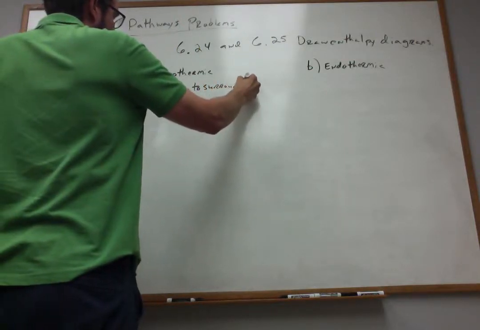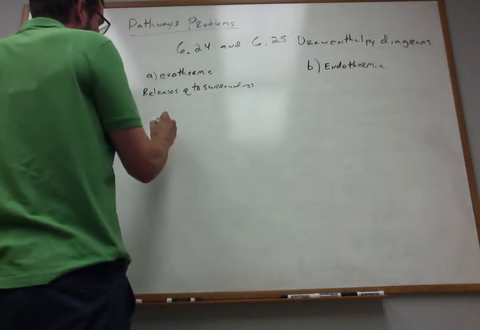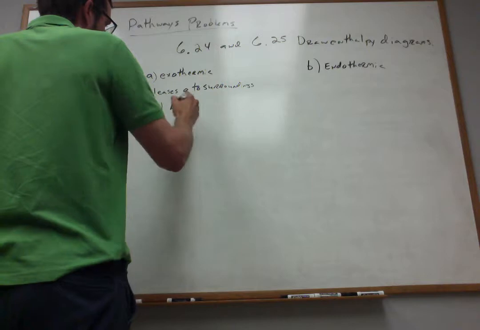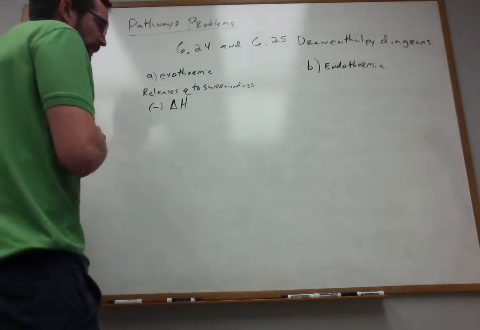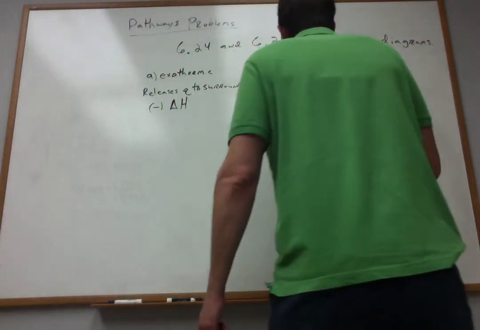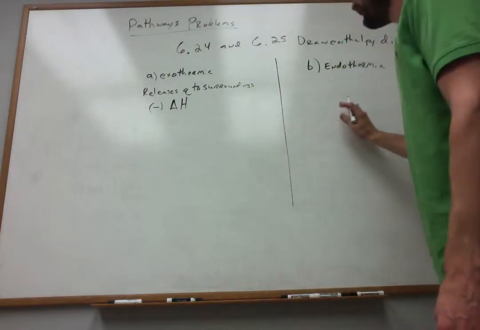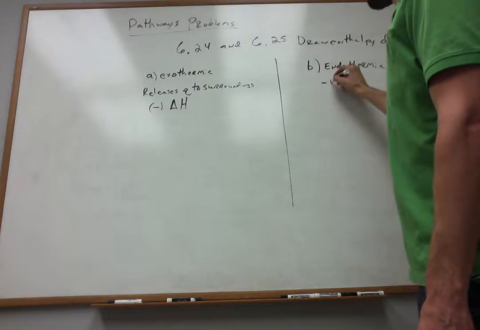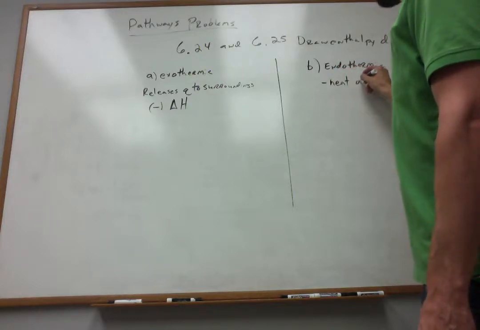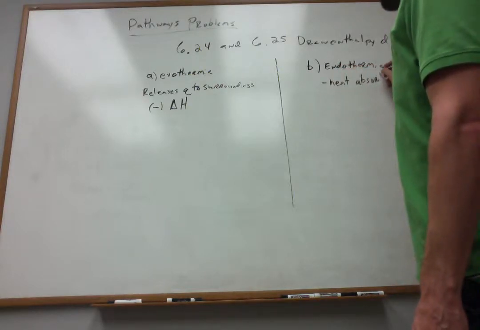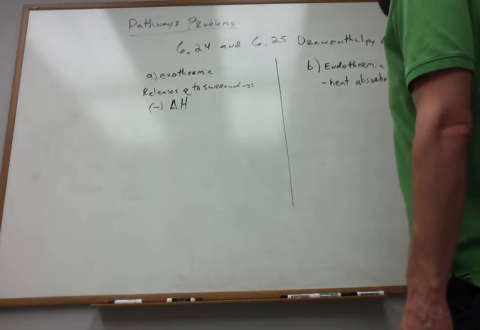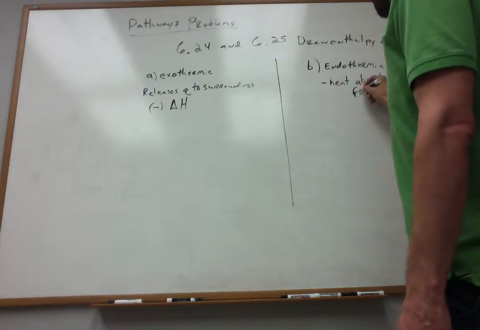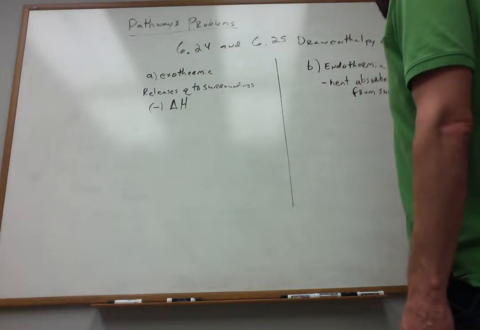And that's how it's defined, basically, okay? It's going to have a negative delta H associated with it, or an enthalpy change, negative enthalpy change. Now, on the other hand, the opposite process is the endothermic, okay? In the endothermic process, heat is absorbed into the system from the surroundings.